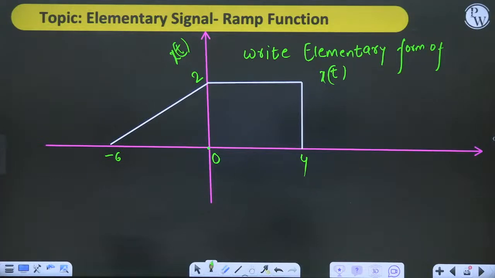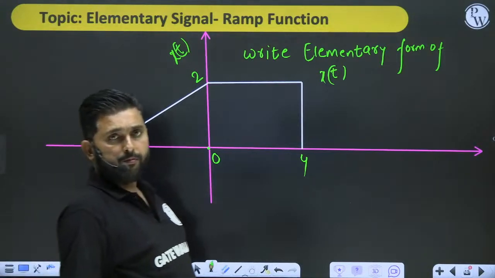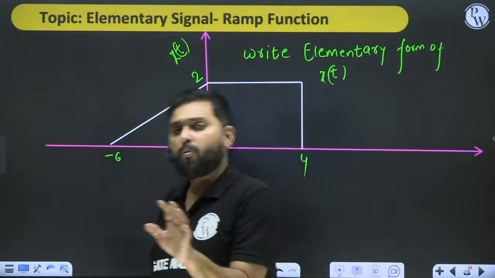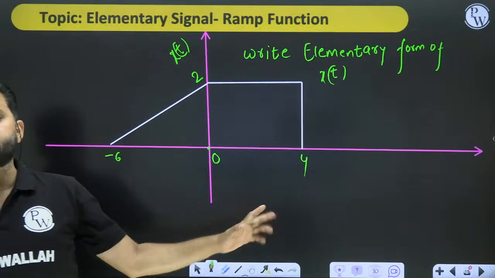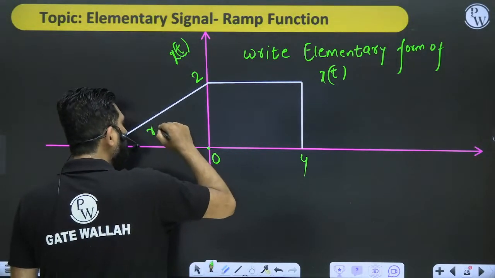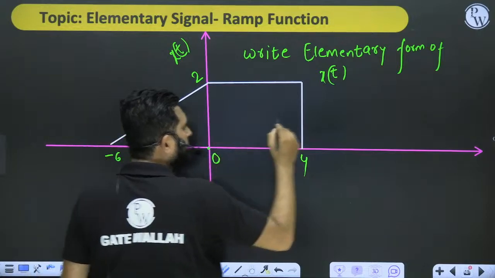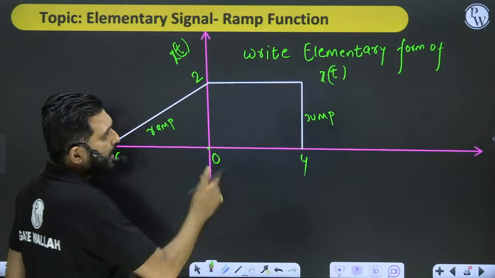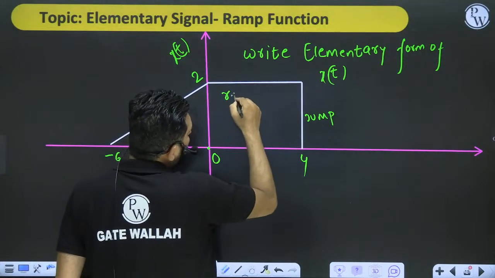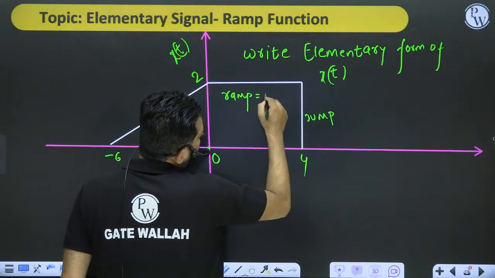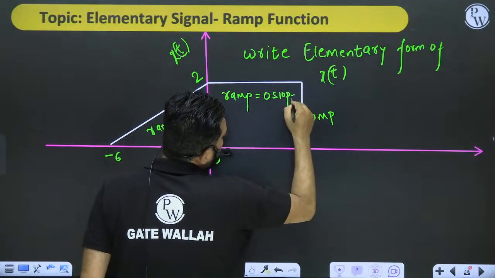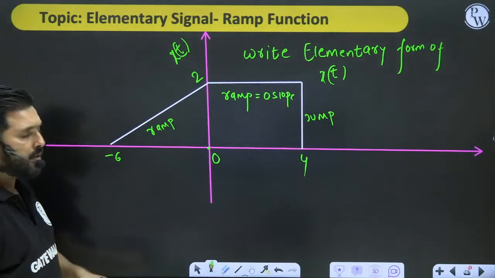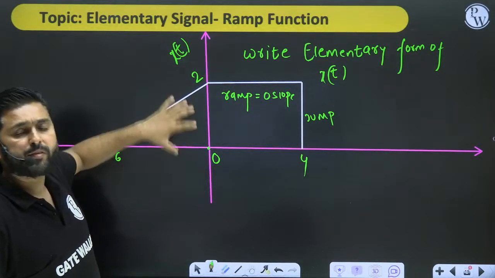Let's do it. See here, for these kind of signals, you must recognize what kind of elementary signals are present in this one. See, this is ramp and that is jump. This is a ramp with 0 slope. Ramp with 0 slope. Okay. Now my point is, tell me, what is the slope of this line?